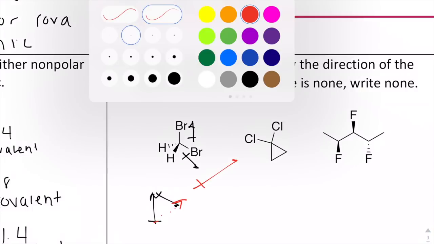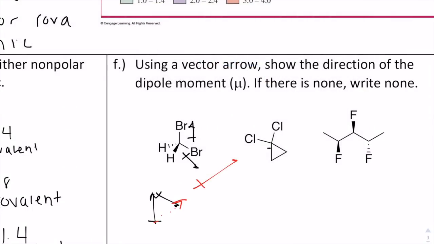Okay? So in theory, we're going to have a dipole moment for this molecule like that. Let's do it again for this next molecule. We have a localized dipole towards that chlorine, and we have a localized dipole towards that chlorine. So if I were to draw those two arrows head to tail, the resultant is going to look something like this. So that's right through the middle. So that's that dipole moment.